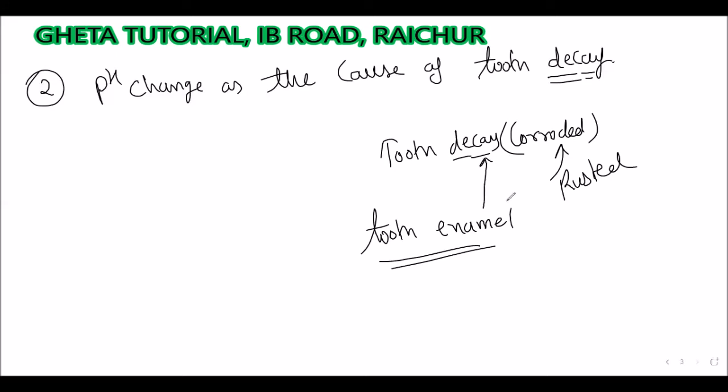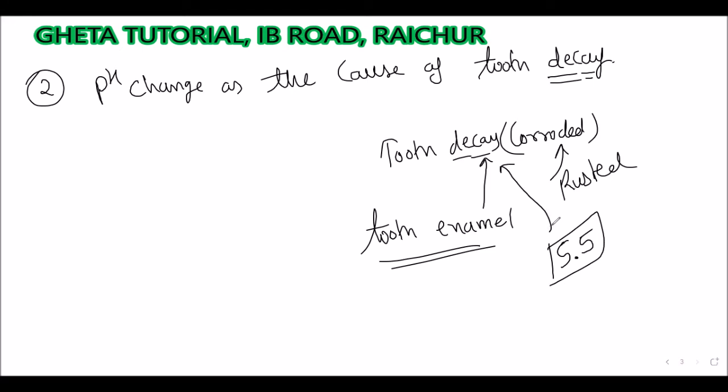Tooth decay. And this tooth decay will start if too much acid is produced in your mouth, or we can say that if the pH of the mouth is less than 5.5, then the tooth decay will start.